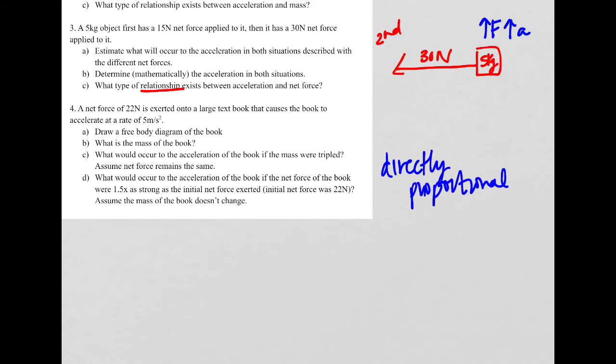All right, number 4. A force of 22 newtons is exerted onto a large textbook that causes the book to accelerate at a rate of 5 meters per second squared. First part, draw a free body diagram of the book. So I didn't give you right or left, so whatever you put is fine.